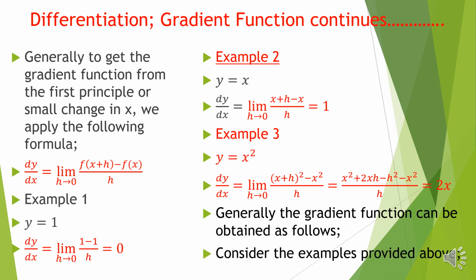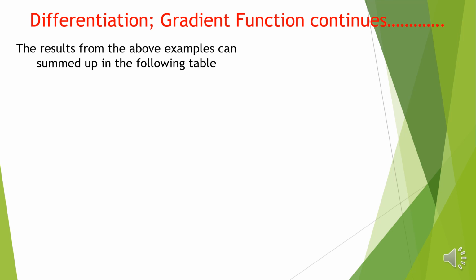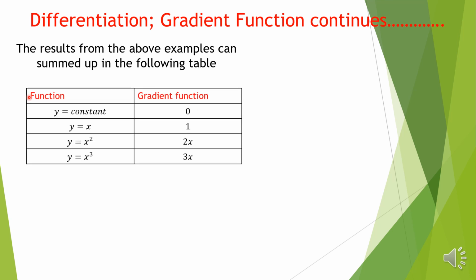Consider the examples provided above and generalize them to this table. The results from the above examples can be summed up in the following table. That is, if we have the function and the gradient function, then if the function is a constant, for example, y equals 1, y equals 2, then the gradient function is 0.